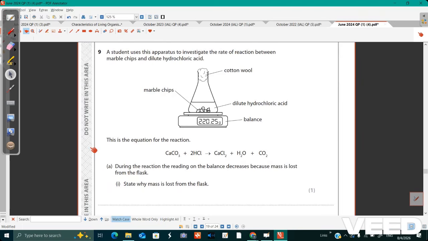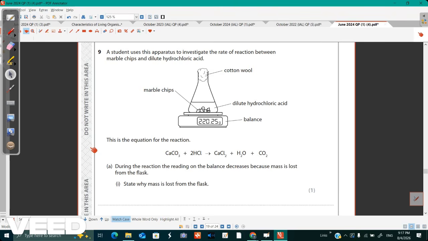A student uses the apparatus to investigate the rate of reaction between marble chips and dilute hydrochloric acid. Rate means we are checking how fast the reaction is happening. For that, we need a balance, and of course we need a timer. Otherwise, we don't know how long it takes, so a stopwatch must be there. A student uses this apparatus to investigate the rate of reaction between marble chips and the dilute hydrochloric acid.